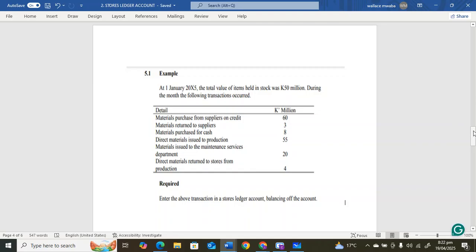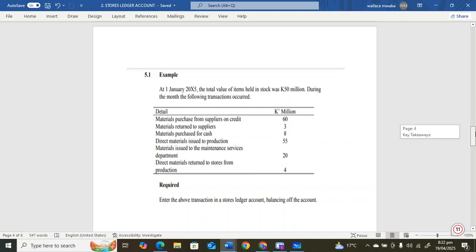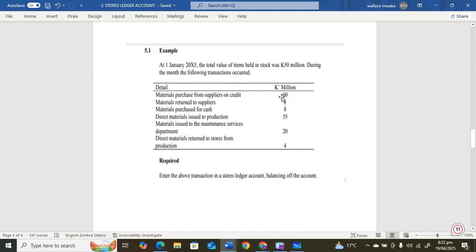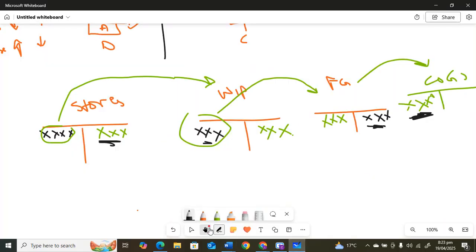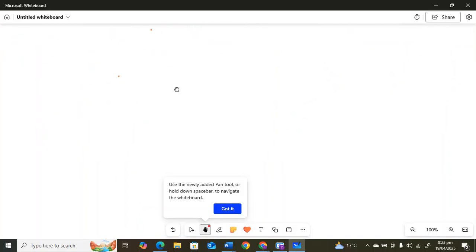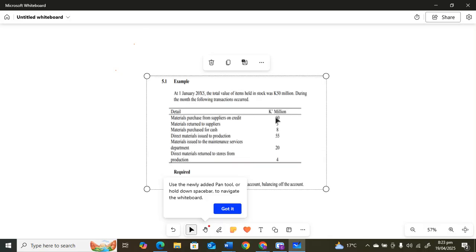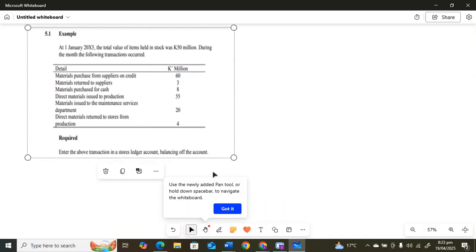Before we balance off the account, we need to know the journal entries. So the first one, we purchase materials from suppliers on credit. What do you think the journal entry will be? The amount that we're owing, because we've bought it on credit.